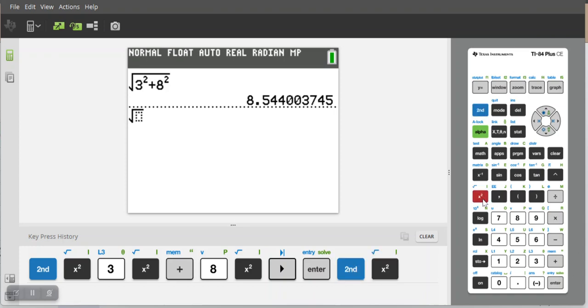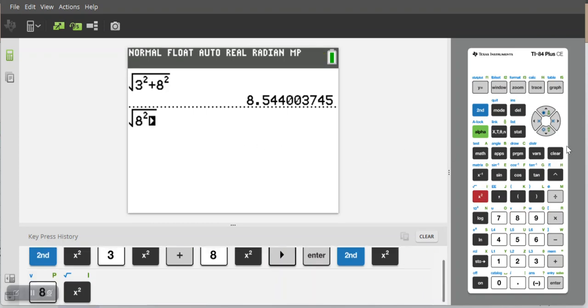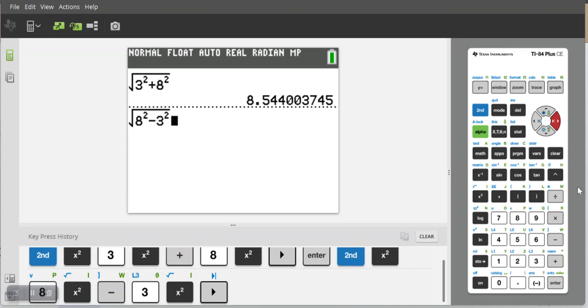So I'm still going to use square root, but now my hypotenuse is 8, so I have 8 squared, and then I have to subtract the other leg squared. So 64 minus 9 is 55, so this should be the square root of 55, or as a decimal, 7.416. But that's how you can use the square root function on a graphing calculator to solve Pythagorean theorem problems.